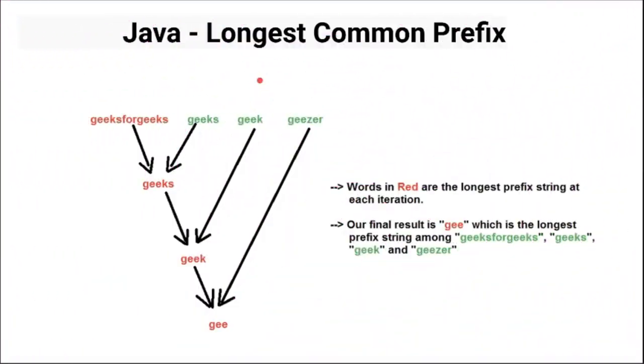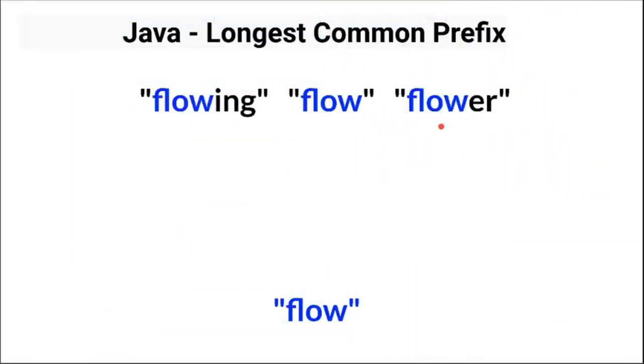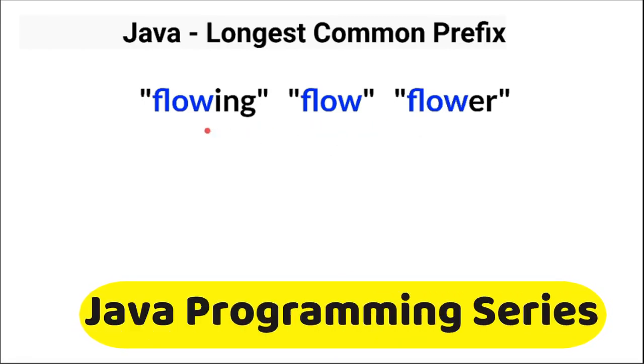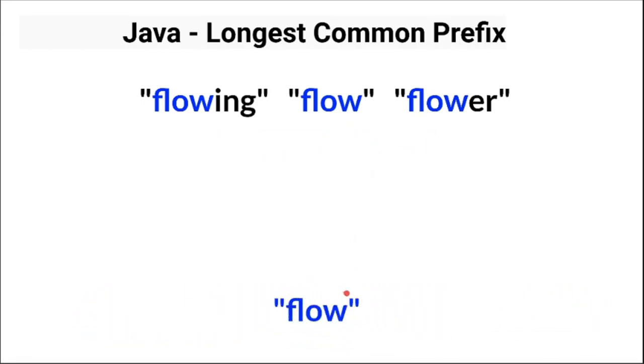Hi friends, in this video, I'm going to write a simple Java program to find the longest common prefix. For example, we have these three words in a string array. We have to find out the longest common prefix. So in these words, the longest common prefix is flow.